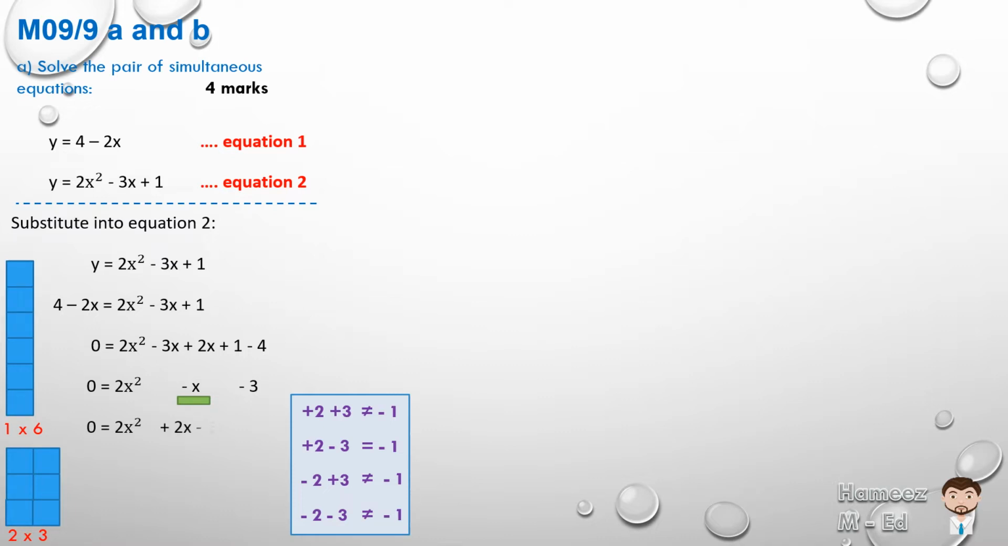So we're going to rewrite it. 0 is equal to 2x squared plus 2x minus 3x minus 3. Because plus 2x minus 3x is equal to minus 1x. And now we can factorize this. Let's underline the first pair, 2x squared plus 2x. If we're going to factorize this, what can we factorize out? We can factorize out the 2x. So we're left with 2x times x plus 1. And let's underline the second pair of terms, minus 3x minus 3.